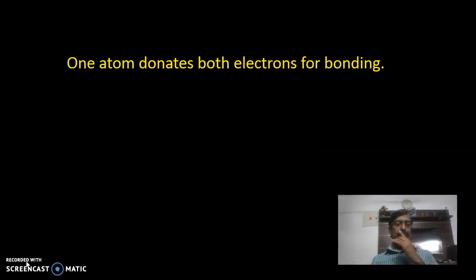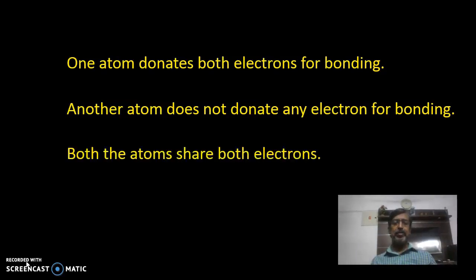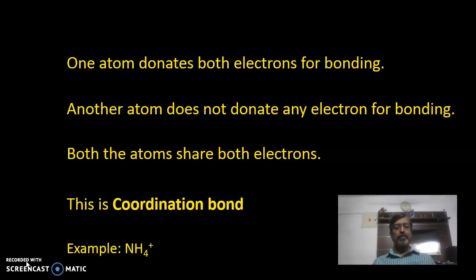There is a third type of bonding in which one atom donates both the electrons that are required for bonding, whereas the other atom does not donate any electron for bonding. So we have two electrons, but one atom donates both the electrons and another atom donates no electron, and the two electrons are shared between two atoms. This is what we call coordination bond or dative bond. This is the type of bonding that is found in the ammonium ion.